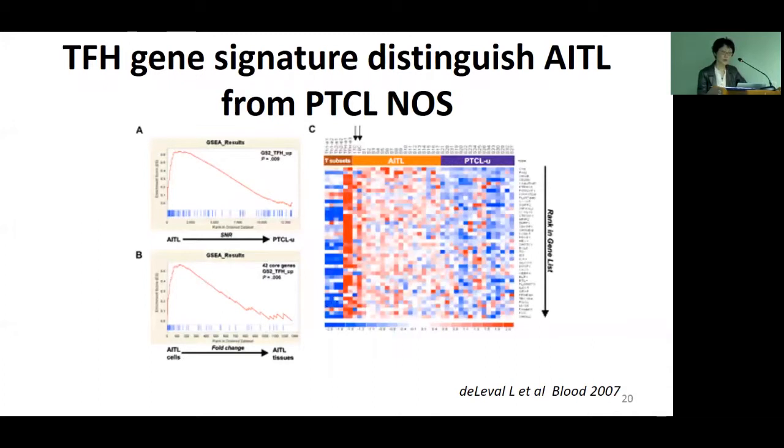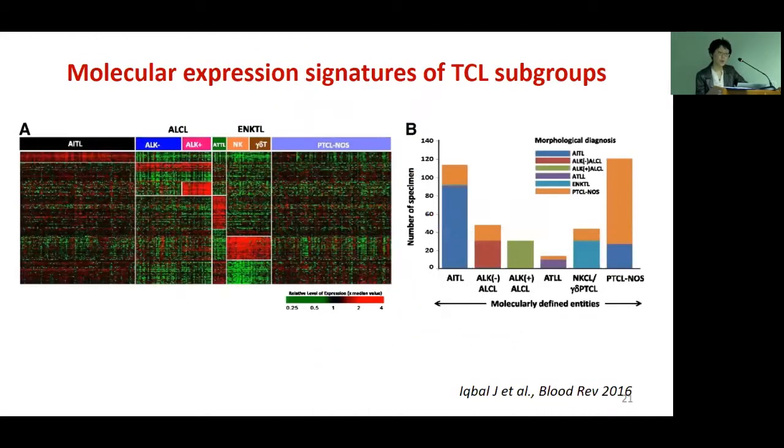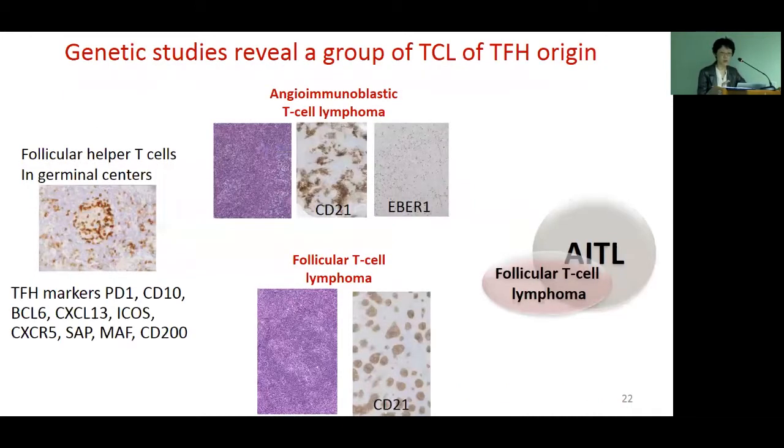And so some of the work that has been published in the last 10 years, this is work from Laurent de Leval, who showed using gene expression profiling studies over 10 years ago that if you look at angioimmunoblastic T-cell lymphomas and identify genes that are different between them and T-cell lymphoma NOS, they were able to identify a signature that illuminated some understanding about the T follicular helper phenotype. This was followed by work from Javeed Iqbal from Nebraska, showing that gene expression signatures can distinguish different subgroups of T-cell malignancies. And so the concept of genes that are relatively selectively expressed in T follicular helper cells was established.